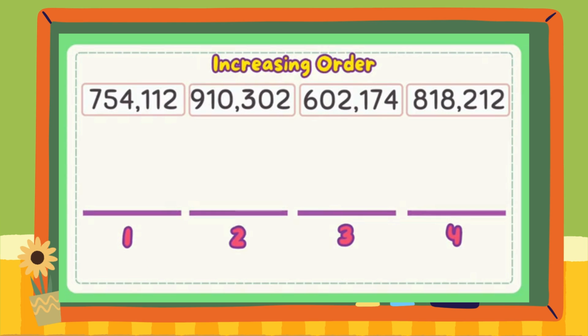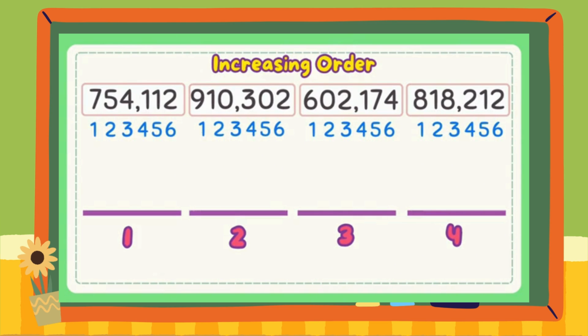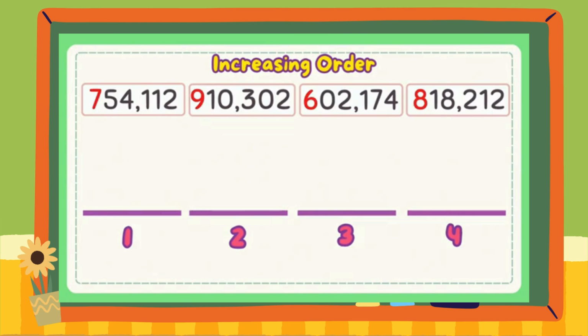Arrange these numbers in increasing order, or smallest to largest. Let's compare them all. They have the same number of digits. 6 digits each number. So, we will compare the first digits in the highest place value of each number. 7, 9, 6, and 8. Let's choose the least number. 6 is the smallest number.